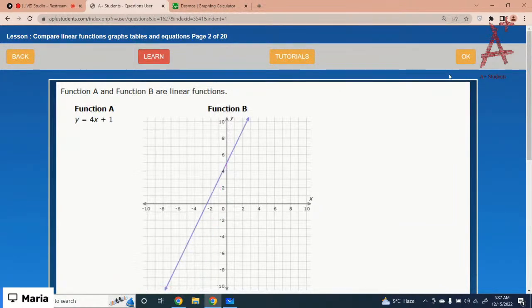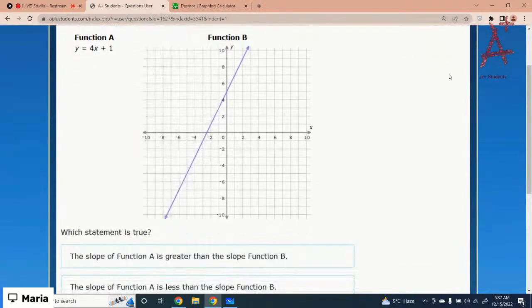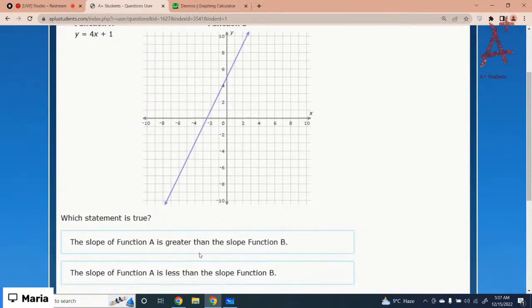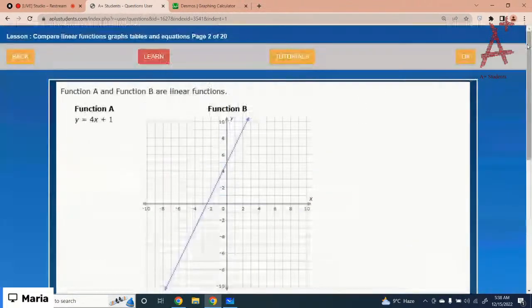Okay, you are given y equals 4x plus 1. I think that is exactly the same one we did on the tutorial because it has the same points. I remember 0, 5. And yes, slope of function A must be greater than slope of function B. That is exactly the one we did on the tutorial. Got it? So option A is the correct one. Just select the correct option, then click on the OK button.